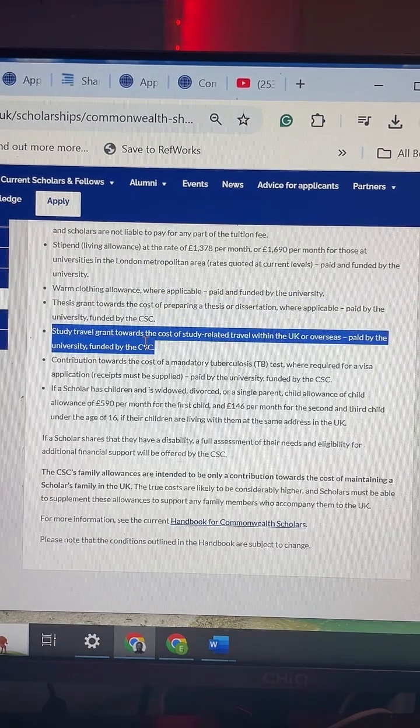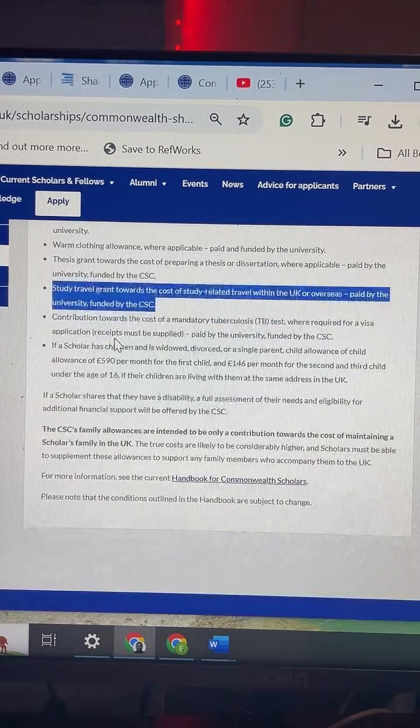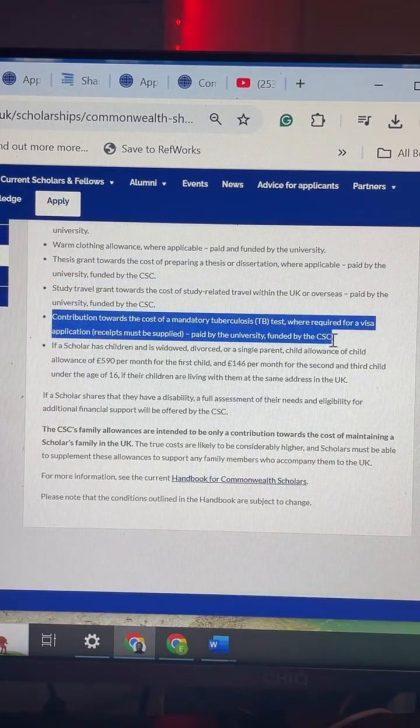And then a study travel grant towards the cost of study-related travel within the UK and overseas. So if within your course, you would have to go for any internships or you'd have to do any travel within the UK as part of your studies, the scholarship will cover that as well.